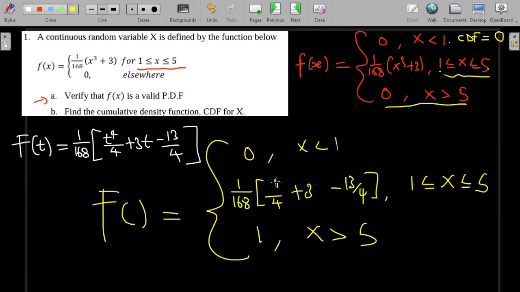Okay, so I can say this is x, and then this is also x, and then I put x. So my CDF of x is just this guy here. And then you are done with finding the CDF. Okay, so let's move to the next question.